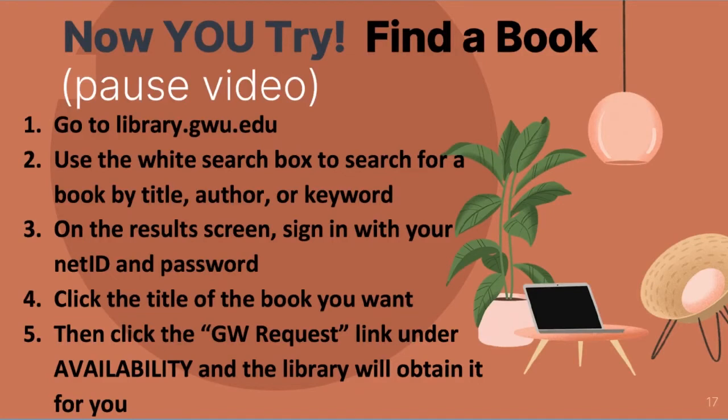Now you try to find a book. Pause this video and open a new tab to search for a copy of a book at GW Libraries, perhaps a book needed for one of your courses. Find out, does GW Library have a copy of the book? If not, how could you get it? Follow the steps on the screen, then come back to the video when you've completed this activity and pick up where we left off.